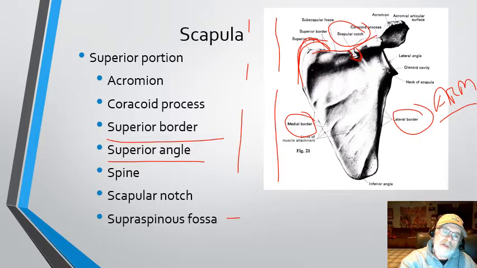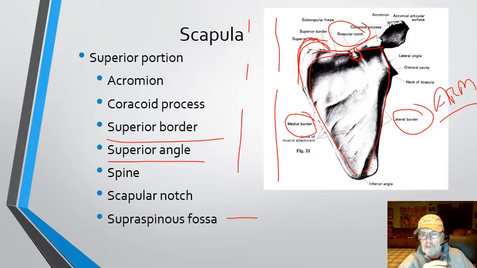You don't worry about this, the spinous fossa. It's not there. But, however, if you look at this area right here, it's actually hollowed out a little bit. If we actually had a bone, I'd be able to show you. It's mildly concave from here to here. Okay, it's mildly concave.